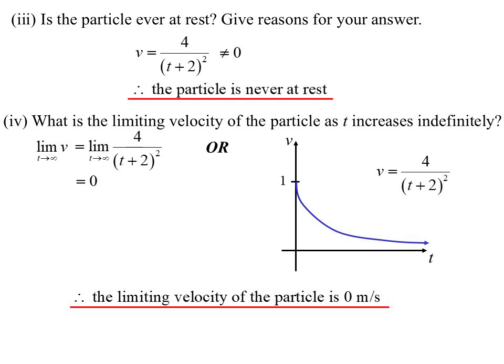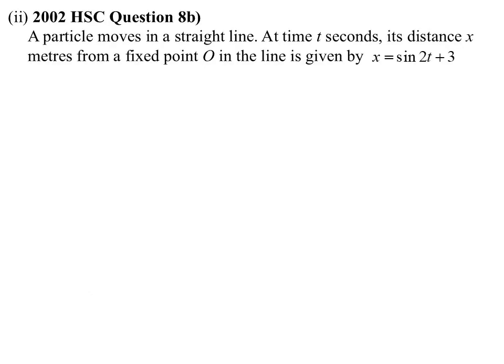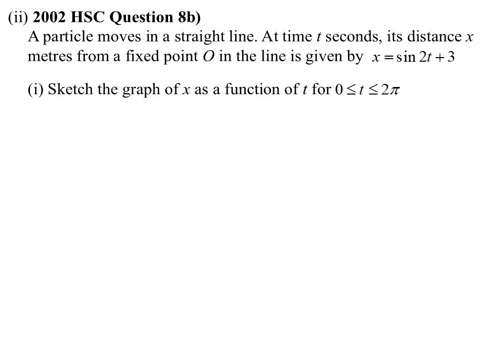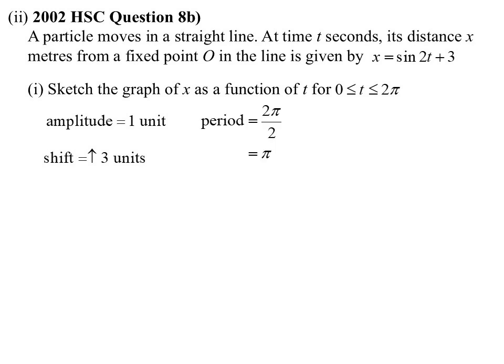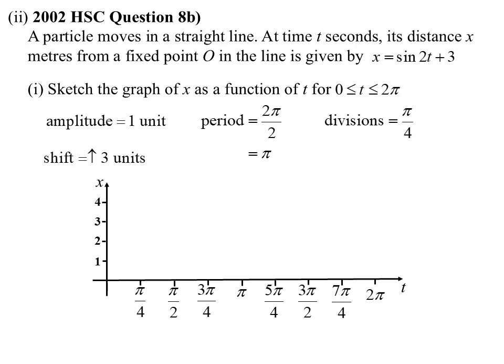0 metres per second. 2002, again we're moving in a straight line. This time it's a trig function. Sketch the graph. I think this was just a nice way they decided to make them draw a trig graph. They're sort of forcing you to draw a trig graph. But okay, this is the one we have to draw: x equals sine 2t. Let's find the important things. Amplitude is 1. We've shifted it up 3. The period is pi. I'll mark off my divisions every pi on 4. So draw it all up.